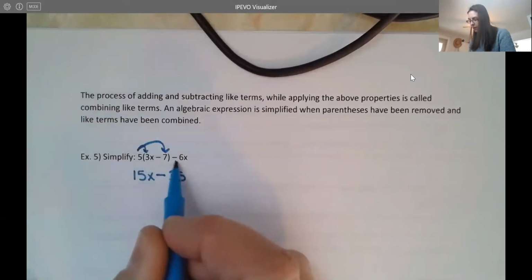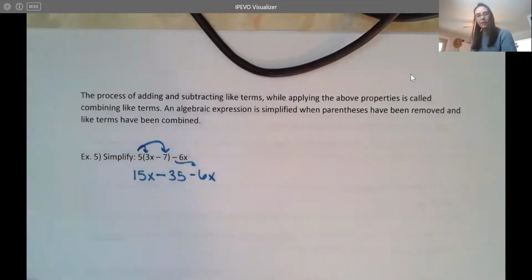Now I'm just going to bring down this minus 6x and just keep everything in order. It is important that I don't change the order, particularly because of subtraction and division. Those are not commutative or associative. So if I move things around, I could get the wrong answer.